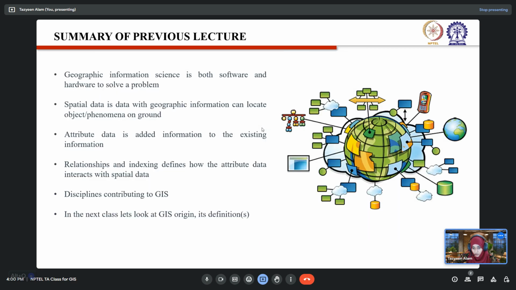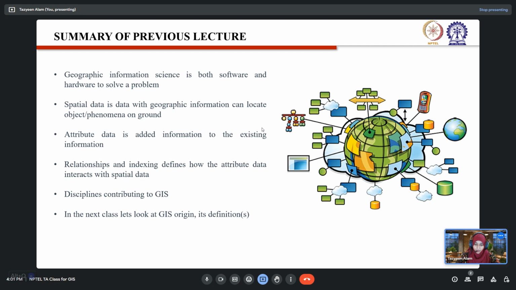We will quickly go through the summary of the previous class so that we can brush up, and discuss assignment 2 questions. What we had learned in the previous class is about GIS information science and how it is used both as a software and a hardware to solve various problems. Spatial data, on the other hand, we defined as geographic information that can locate an object or phenomena on the ground. And with respect to that spatial data, there is a specific attribute data that is added information to the existing information of the spatial location.